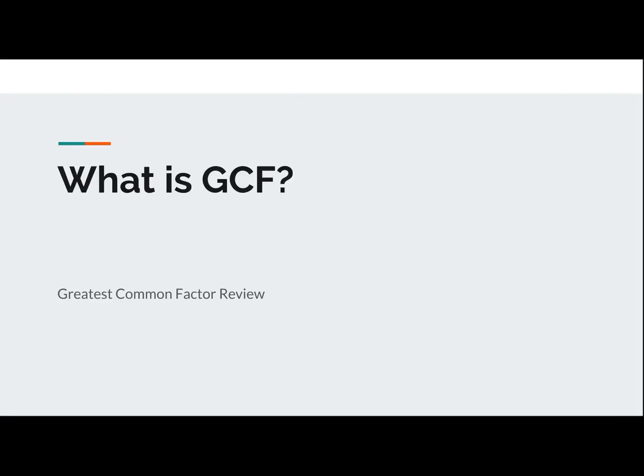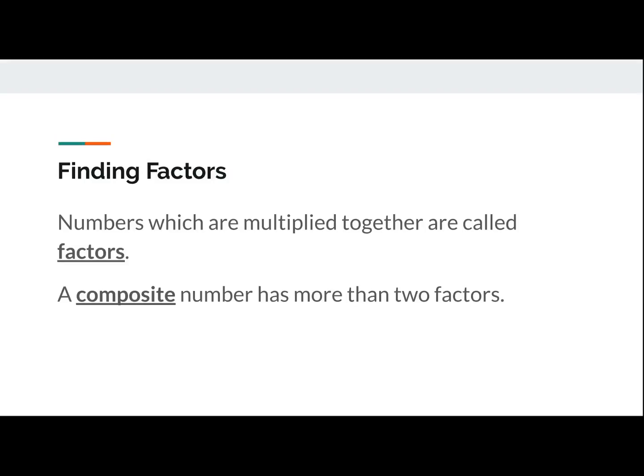Hey guys, here is a review on what is a GCF, also known as the greatest common factor. So, finding factors. Factors are numbers which are multiplied together. A composite number has more than two factors.